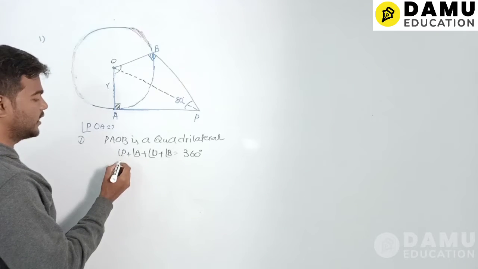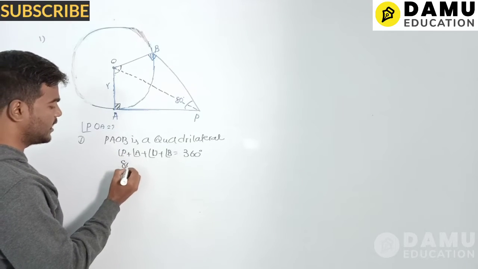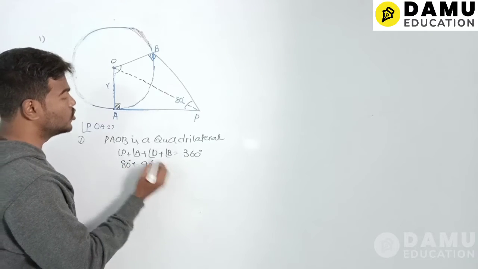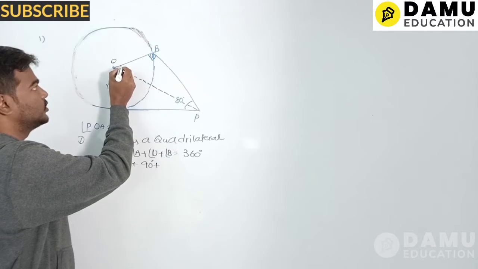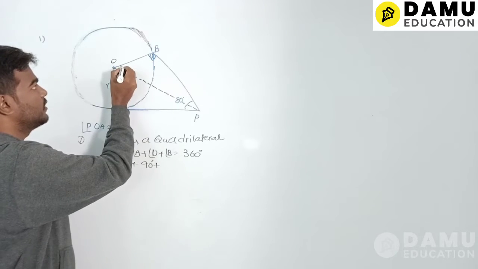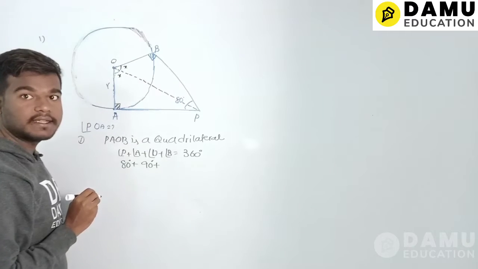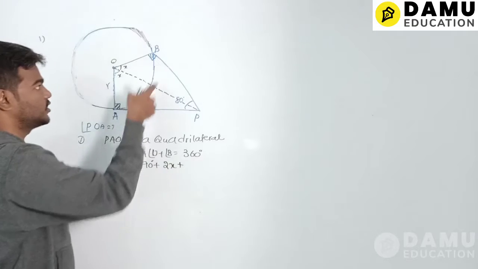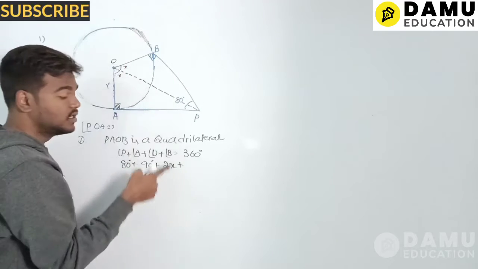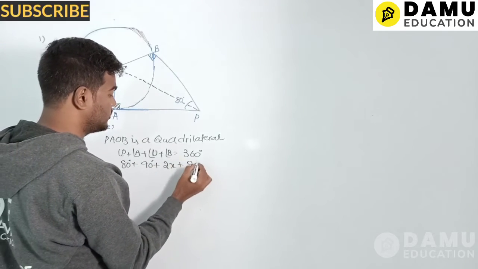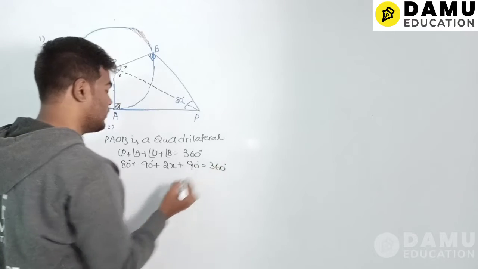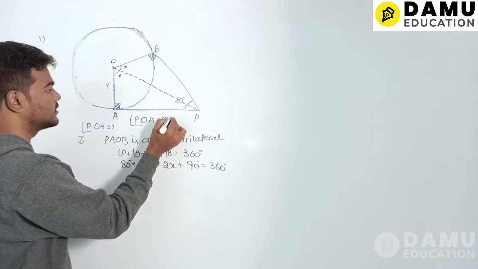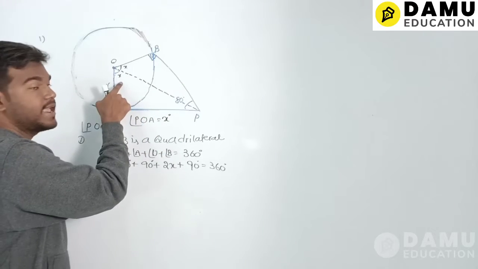So angle P here is 80 degrees. Angle A is 90 degrees, a right angle. Angle O we don't know. Angle O is made up of x and x, both are x, so we get 2x for angle O in the quadrilateral. Then angle B is 90 degrees, and the total is 360 degrees. But here angle POA will be equal to x degrees. Only one x we will get.